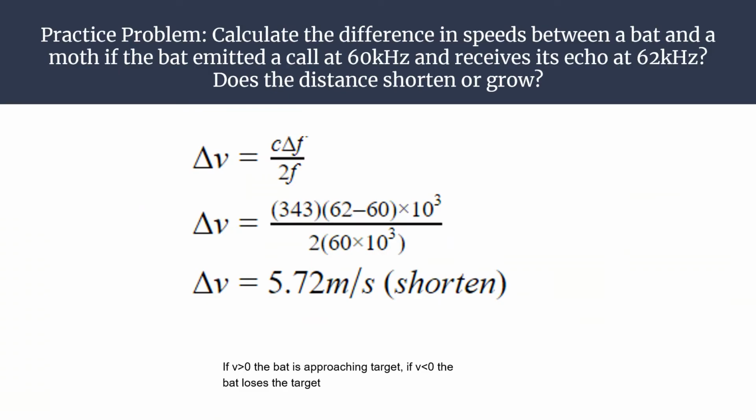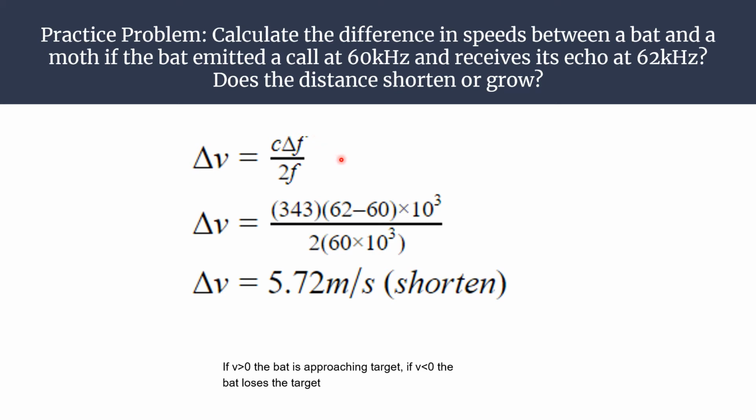So for our first practice problem, we're going to calculate the difference in speeds between a bat and a moth if the bat emitted a call at 60 kilohertz and received its echo at 62 kilohertz. Does the distance shorten or grow? For this, we're going to be using the Doppler shift formula or the change in velocity formula. C is the speed of sound in air, which is 343 meters per second.